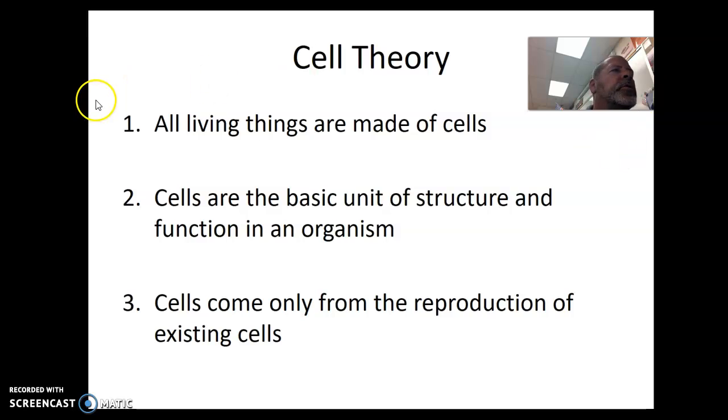Just to go through this, start with the cell theory: in order to be considered a living thing, you have to be made of cells. Cells are the most basic unit of structure and function in an organism. And cells come only from the reproduction of existing cells. So, chicken and egg, right?